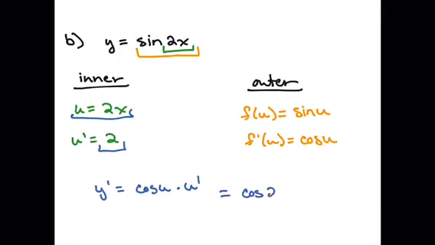cosine of 2x times 2, and we want to rewrite that with the coefficient out front so we don't think we're multiplying it by the argument to cosine. We'll write that as 2 cosine of 2x.